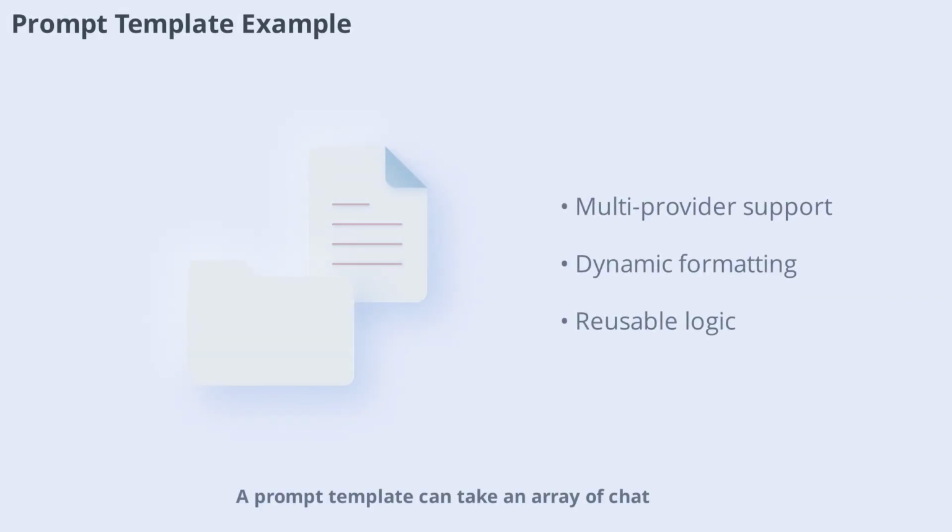A prompt template can take an array of chat logs and automatically format them for different model providers, such as OpenAI's roles format or Anthropic's XML blocks. This flexibility allows developers to support multiple providers without changing core application logic.